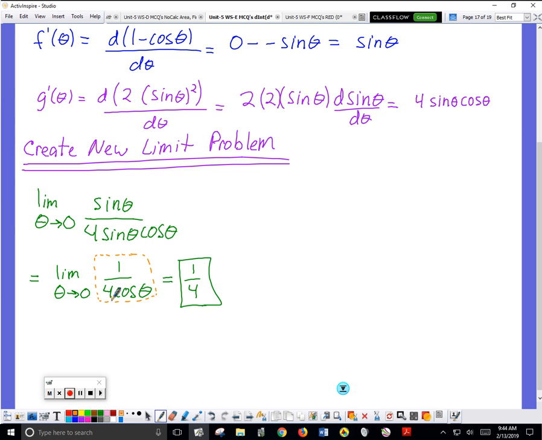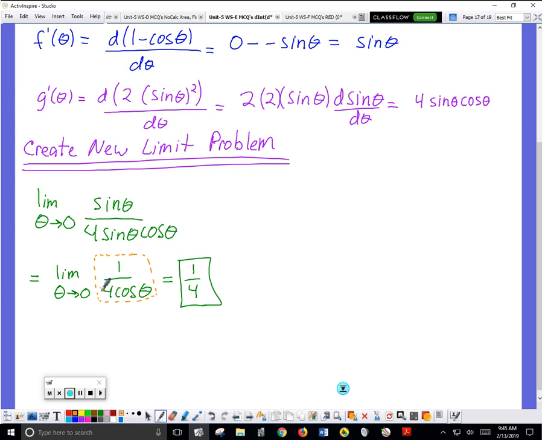No, because up here, I noticed that this is factored. This denominator, I've got 4 times sine of theta times cosine of theta. So these two factors can divide out. So I'm going to do this limit product.